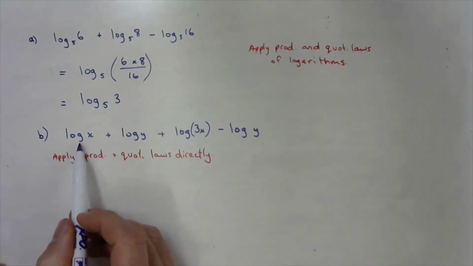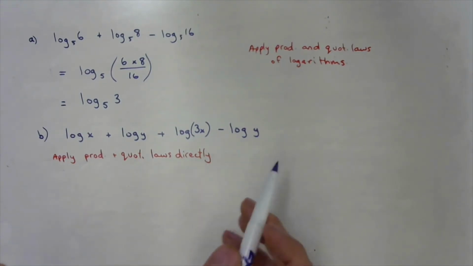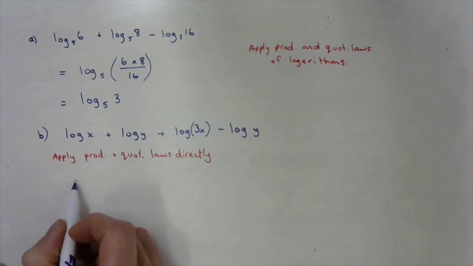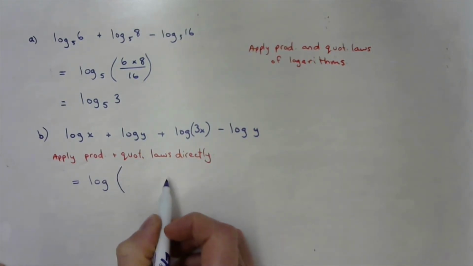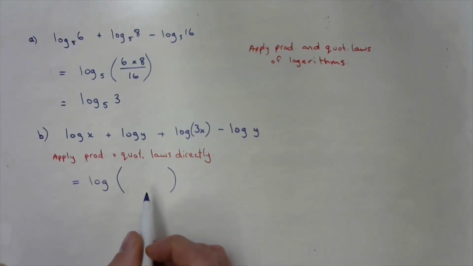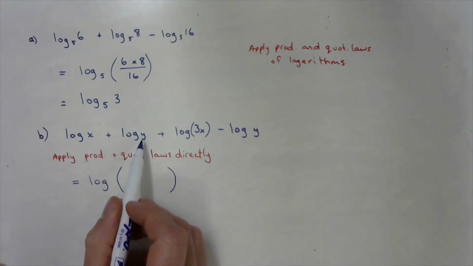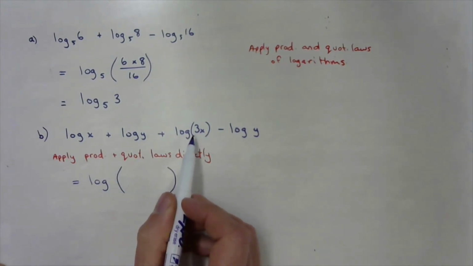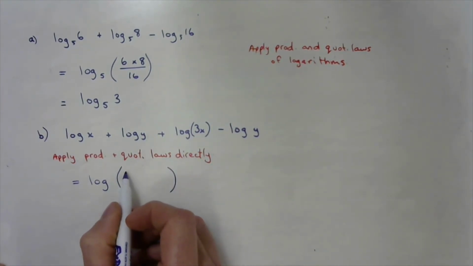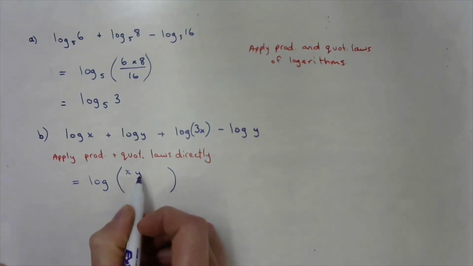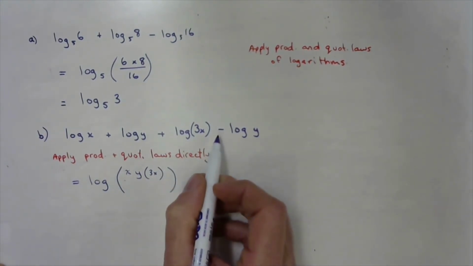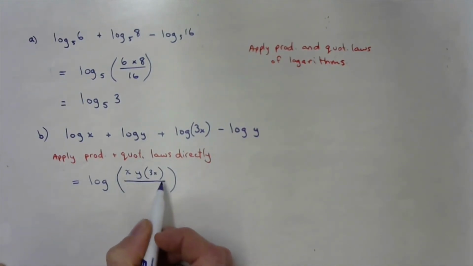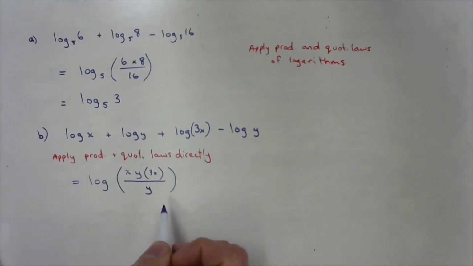In which case I notice they all have the same base. They're all common logs. So now I just need to be careful about how I write them inside my brackets. I've got x times y times 3x all in the numerator. So I've got x, y, and then in my bracket 3x. And because it's minus y, that makes its way into the denominator according to the quotient law.